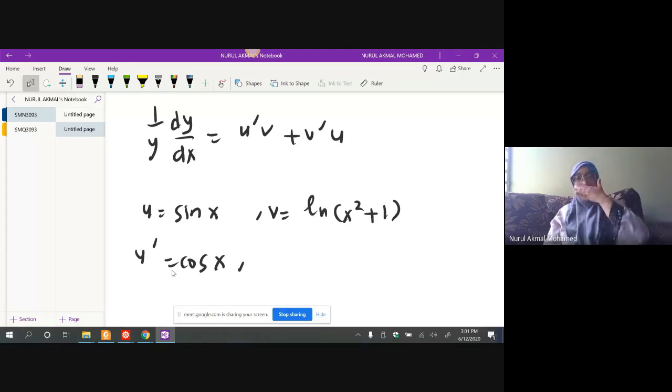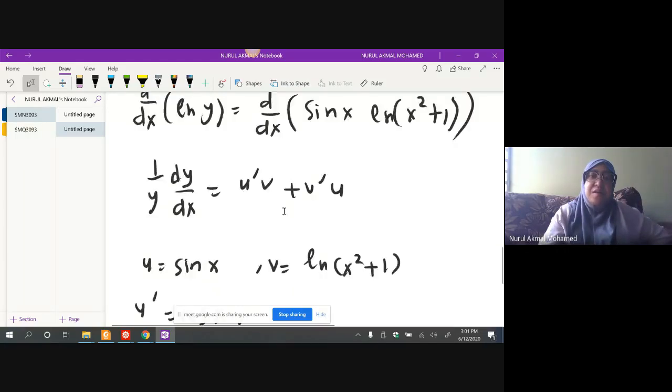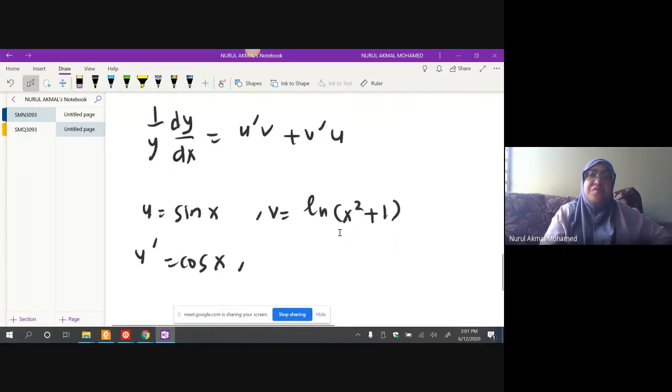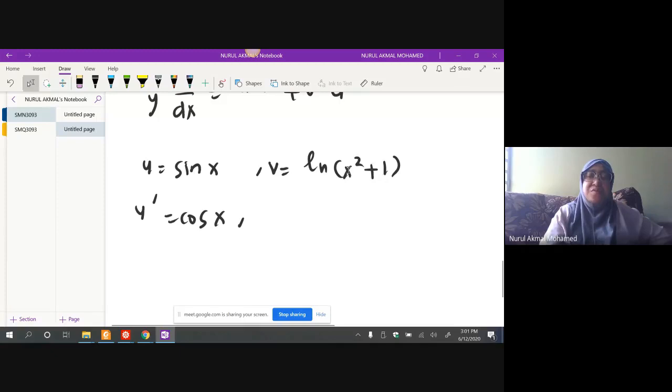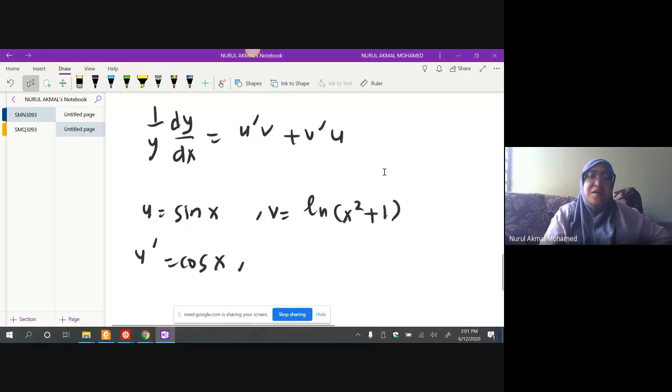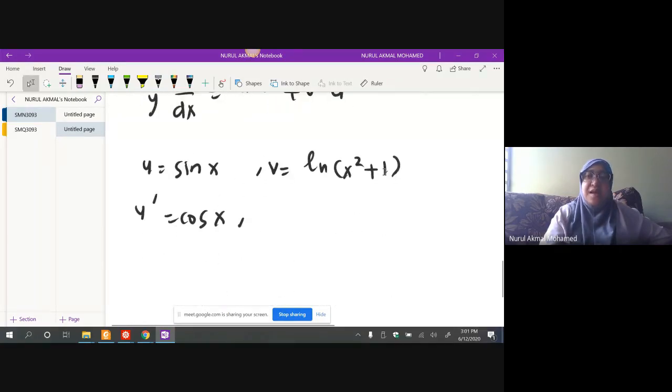What about v prime? v is already known, which is this one, plus v prime. How are you going to differentiate this? We know that the derivative of ln will give you 1 over something, but it is difficult for this case. You have to use the chain rule for x squared plus 1. You already have notation for u and v as well, so now we use s. Let's denote s as x squared plus 1.